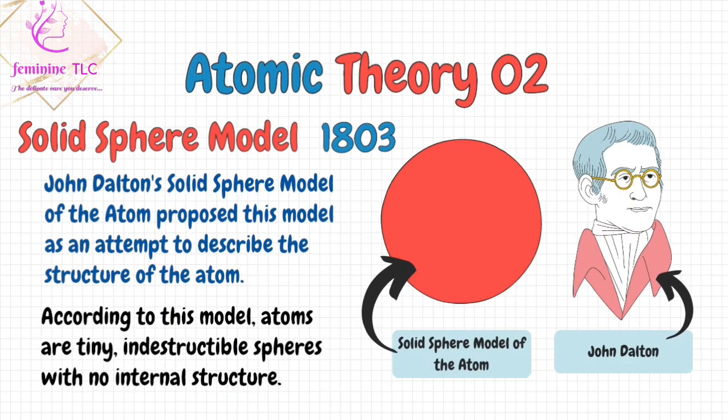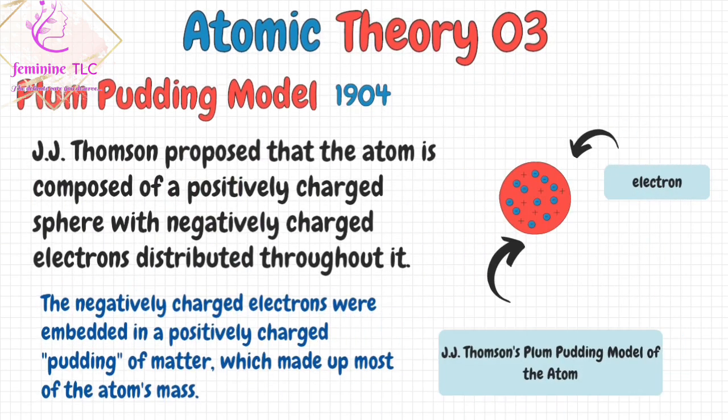The second atomic theory is the solid sphere model by John Dalton. In his attempt to describe the structure of the atom, Dalton described atoms as tiny, indestructible spheres with no internal structure. You can see the solid sphere model there, according to John Dalton.